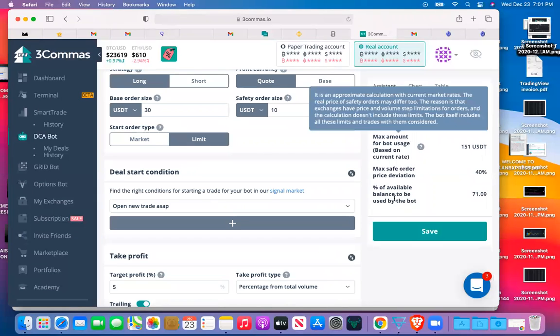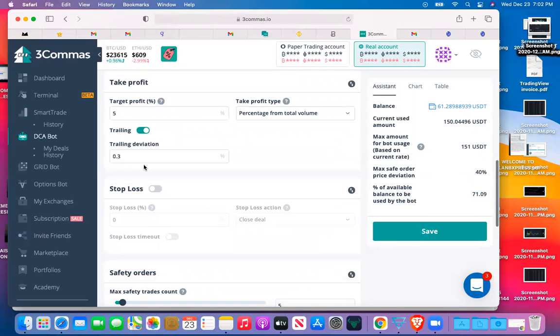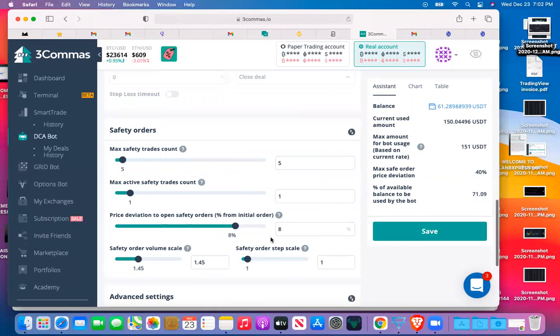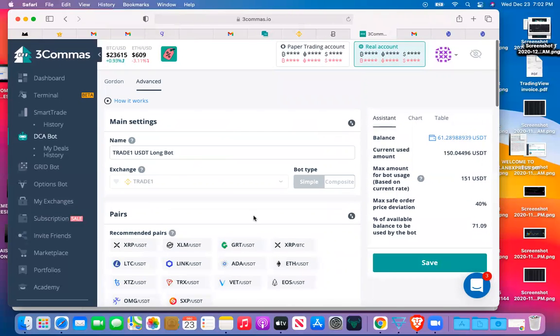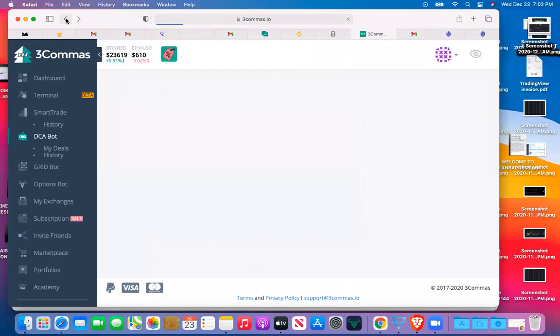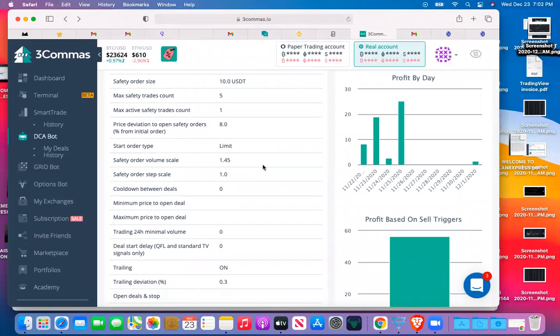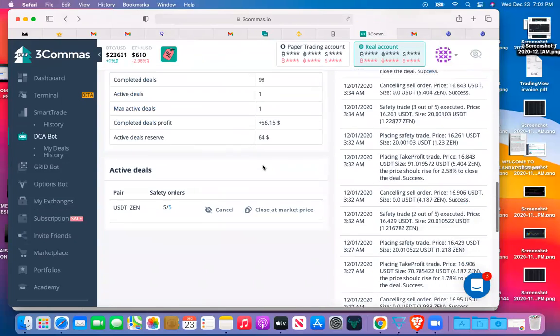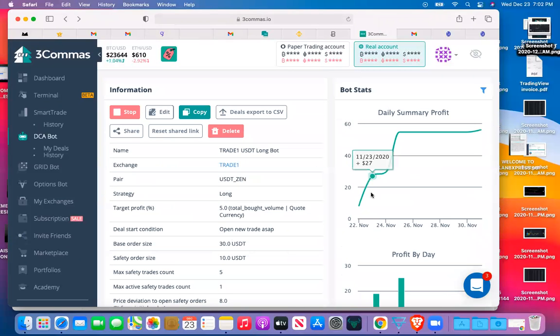And I think the Zen has actually gone up that way and came down. You can see I have a trailing profit, and then see my deviation, 8%. And I think it actually dropped, because if you check it right now, it has completed 5 out of 5 safety deals. That means the market actually dropped by 8% plus, and so it has bought and is waiting to sell more. So that's just the bot, the DCA bot.